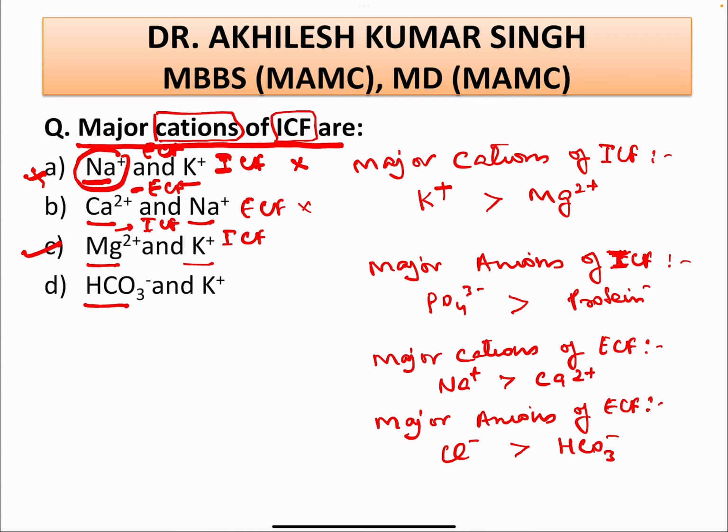The bicarbonate is for the ECF, and the potassium is for the ICF, so this is also not the correct answer here. So the correct answer for this question is C, magnesium and potassium. Now let us look at another question.